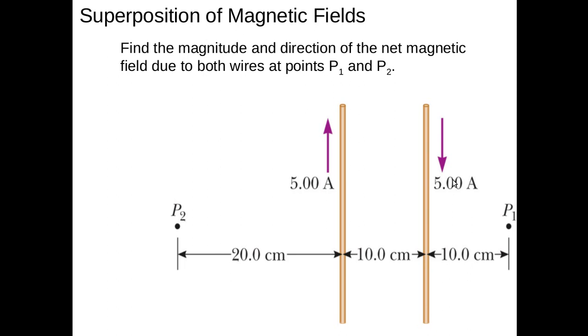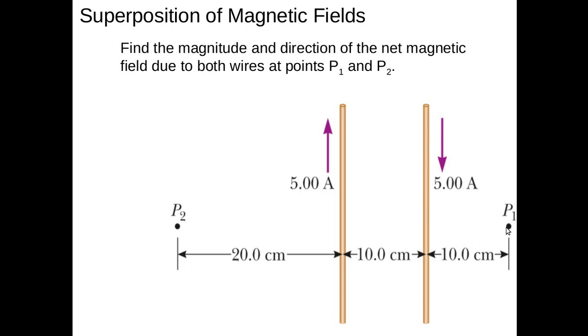If I do the same thing with this wire, I'm still going to grab it with my right hand, but now my thumb is pointing down. So if I'm looking down at the wire from above, my fingers now are rotating clockwise around the wire. That means my fingers are going into the page on this side, and then they're coming around clockwise, and on this side of the wire they're coming out of the page. So the magnetic field at P1 due to this wire is into the page, the negative z direction. The magnetic field at P1 due to this wire is out of the page, or the positive z direction.